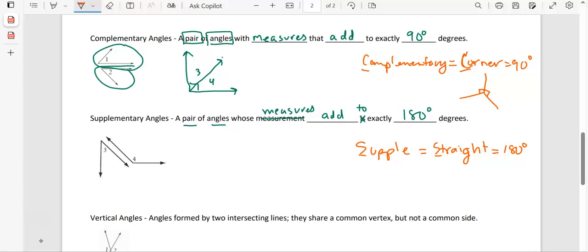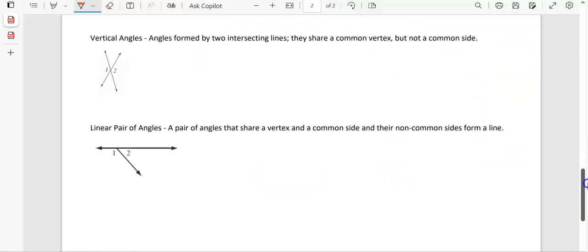Let's take a look at two other types of angle pairs, and then we'll do some sketching based on those lines that I had told you about. And then we're going to do a little bit of logical reasoning. So, vertical angles. Vertical angles are formed by two intersecting lines.